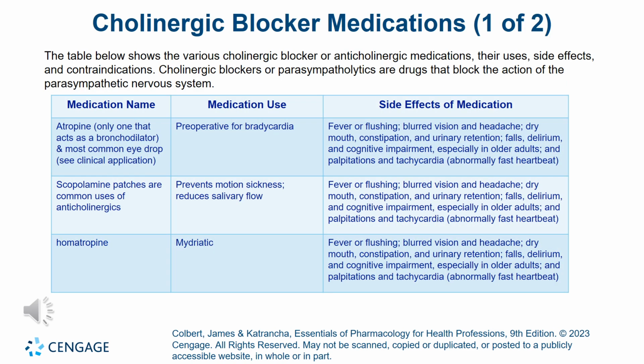Now I'll discuss the cholinergic blockers or parasympatholytics, which are the drugs that block the action of the parasympathetic nervous system. Below is a table that lists these cholinergic blockers or anticholinergic medications, as they're called as well, their uses, side effects, and contraindications. Atropine is one of these.